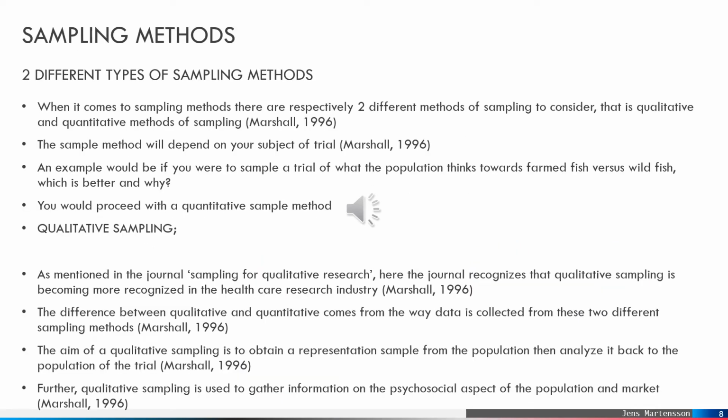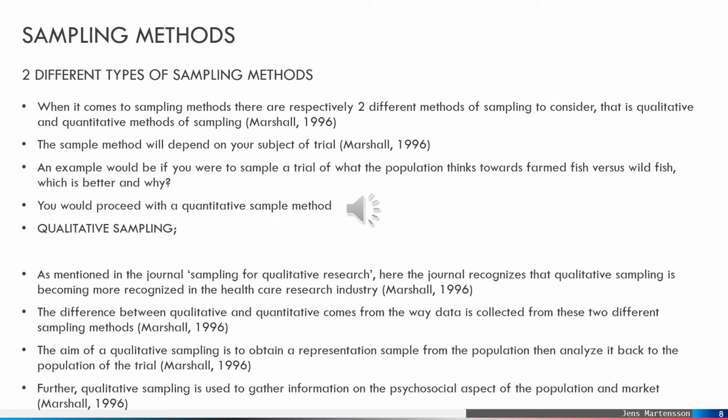Sampling methods. There's two different types of sampling methods. When it comes to sampling methods, there are respectively two different methods of sampling to consider. That is, qualitative and quantitative methods of sampling. The sample method will depend on your subject of trial. An example would be if you were to sample a trial of what the population thinks towards farm fish versus wild fish, which is better and why. You would proceed with a quantitative sample method.